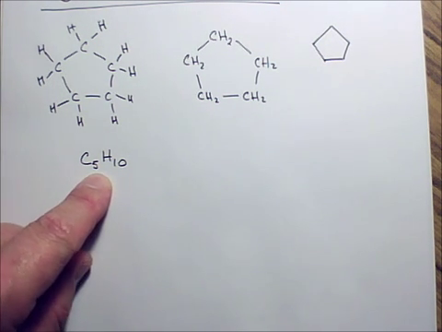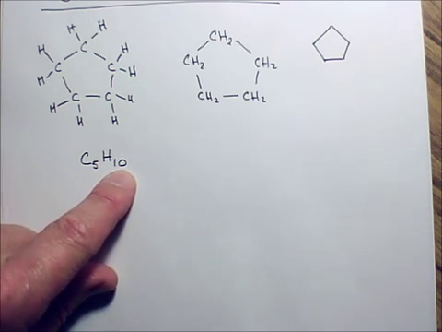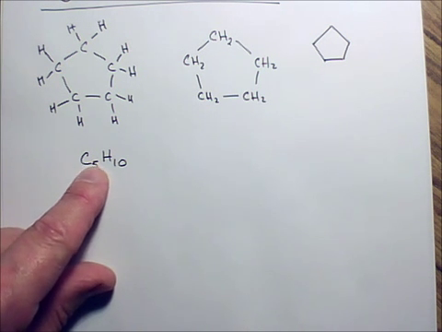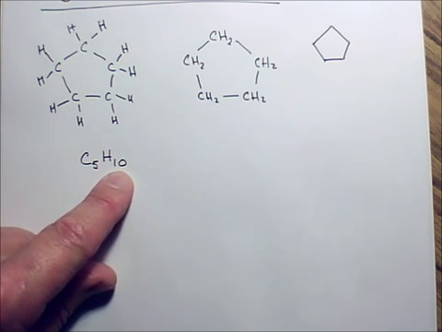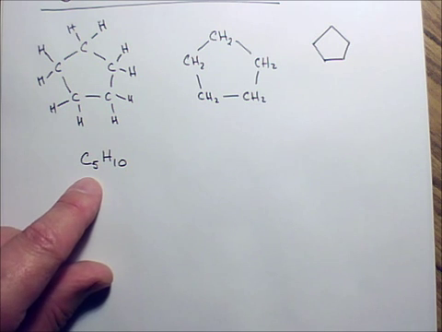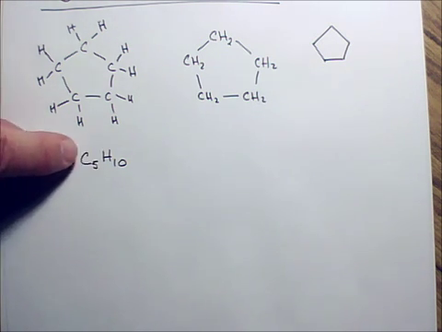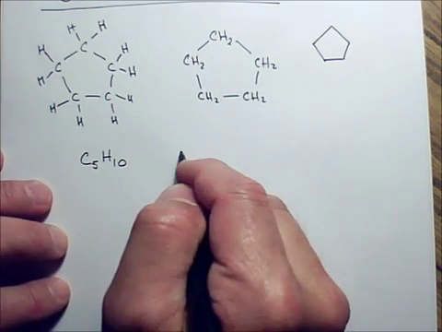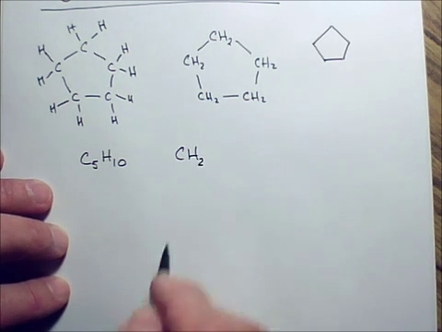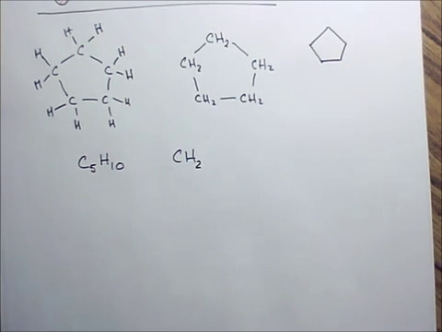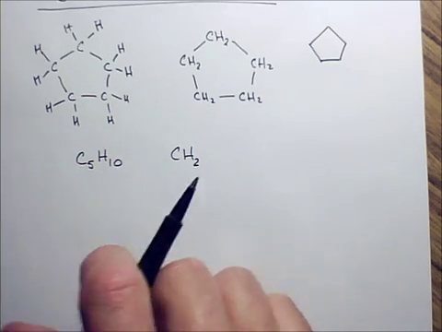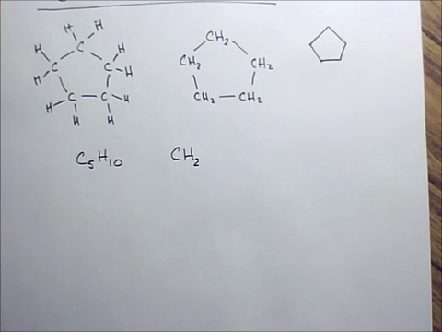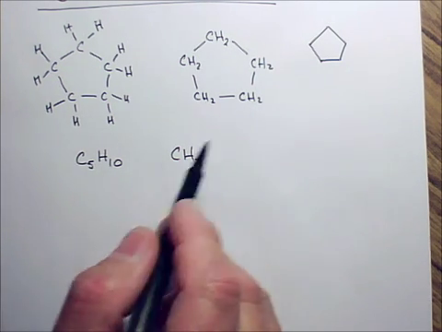Well, I got 5 carbons and 10 hydrogens. What is the simplest whole number ratio of those two numbers? 1 to 2. So if you ask what the empirical formula for C5H10 is, it'll be CH2? Yes. There are 5 formulas.